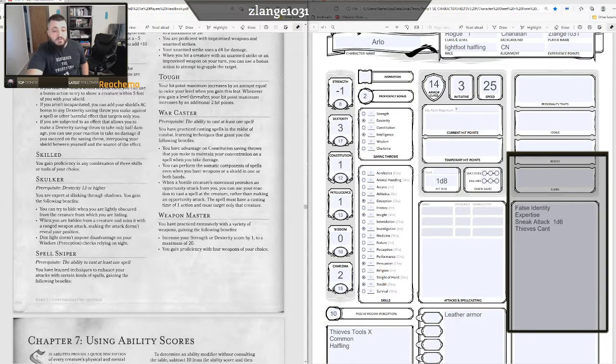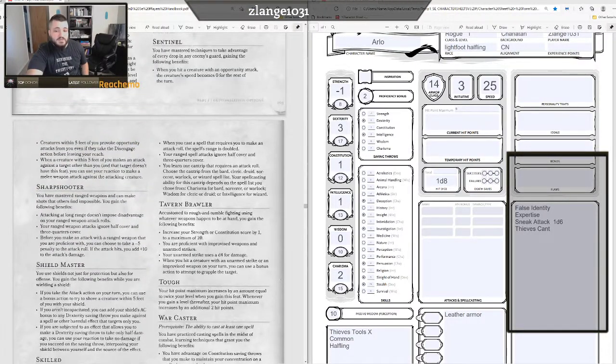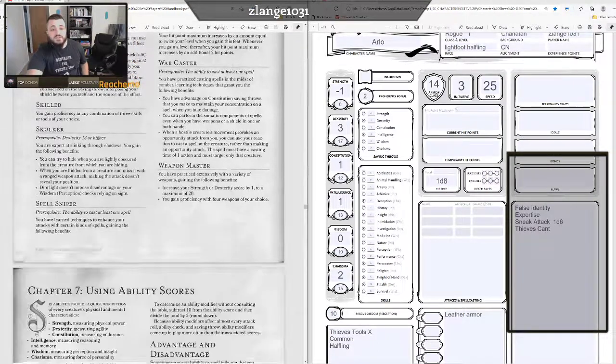And they have a Spell Sniper version of the Sharpshooter. It doesn't give you the bonus damage, but it gives you the extra range and accuracy.